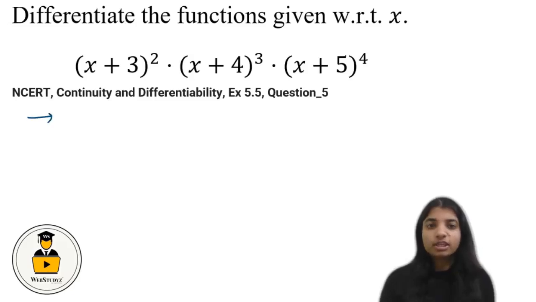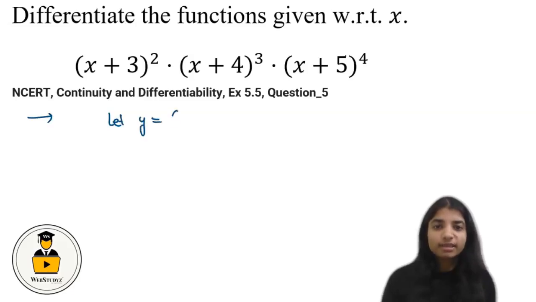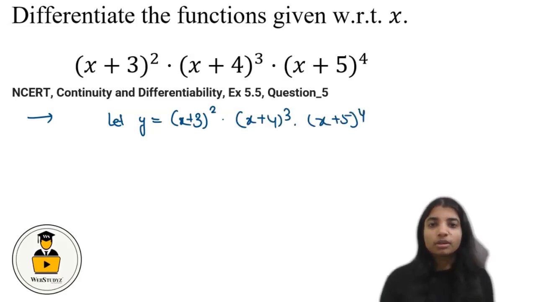Let's discuss the question. In this question, we have to differentiate the function with respect to x. Let our function y be equal to (x+3)^2 multiplied by (x+4)^3 multiplied by (x+5)^4. So this is our function. We have to find the differentiation.